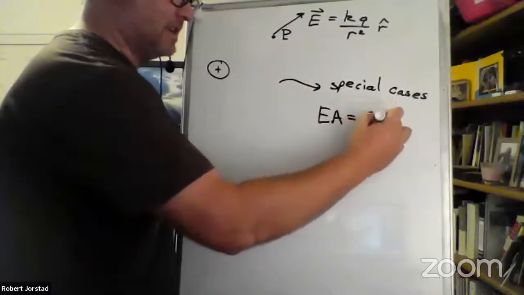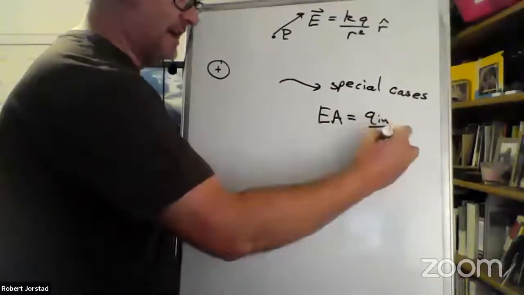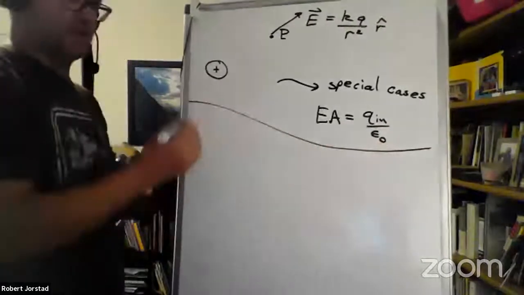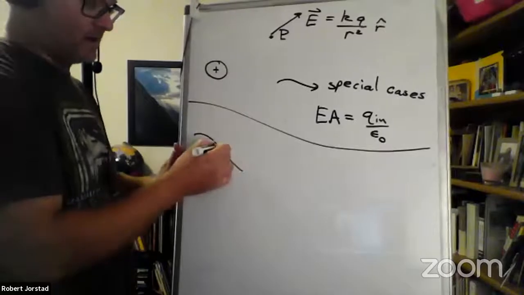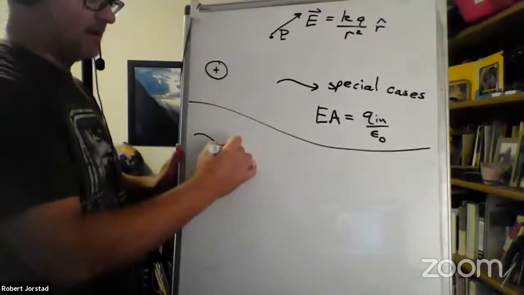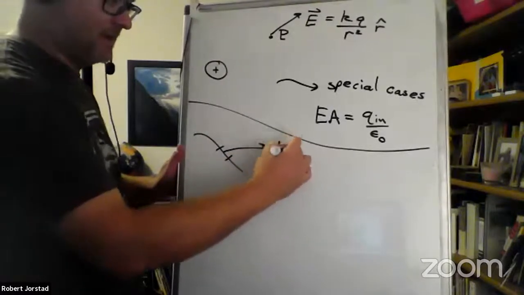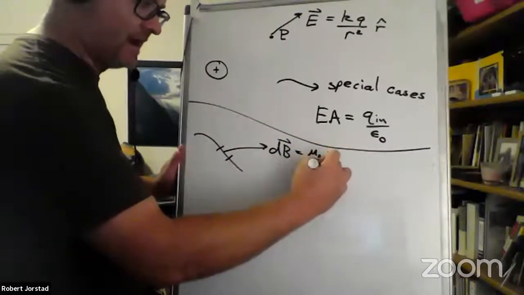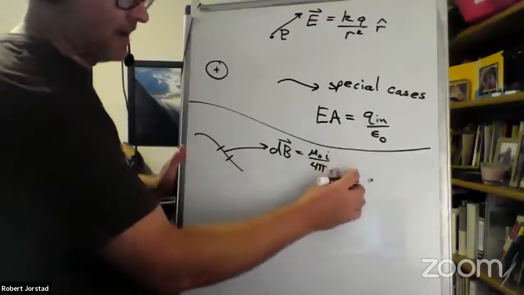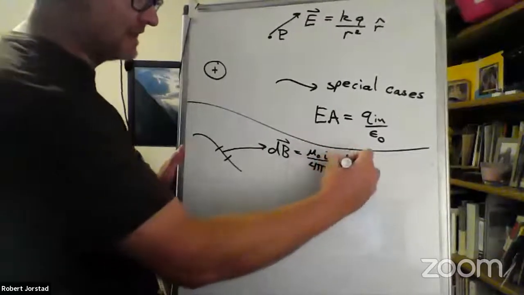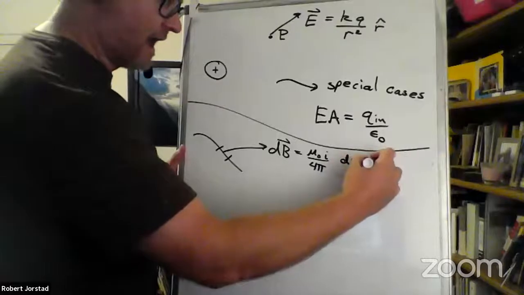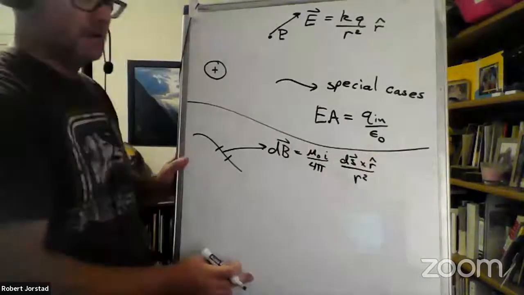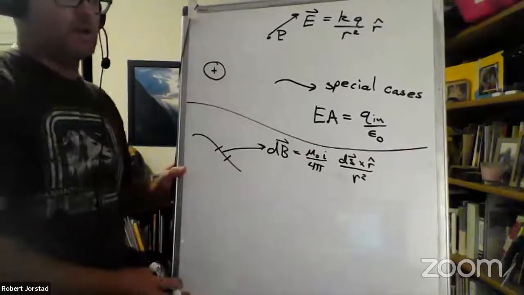E times A equals Q enclosed over epsilon naught. This was Gauss's law, special. Okay, so what's the equivalent? We know if you have a wire here, you could split this up and figure out the magnetic field from one small contribution, which is mu naught I over 4 pi, ds cross r hat over r squared, because I used the hat. And so we could actually do this.